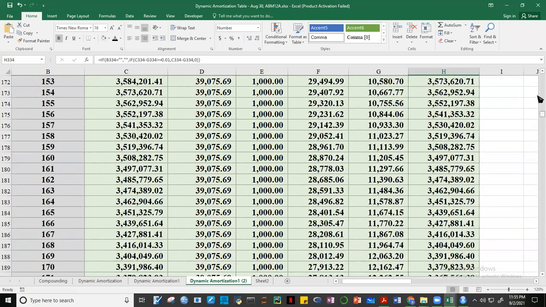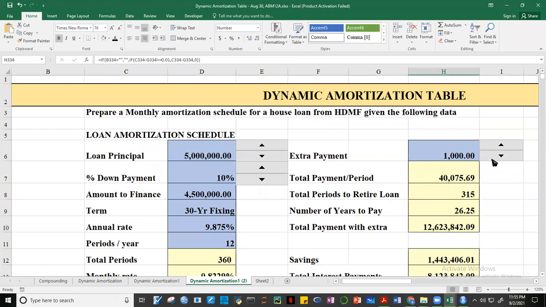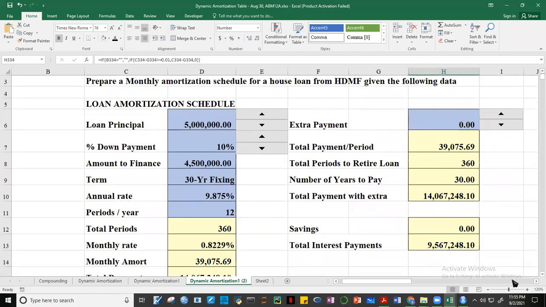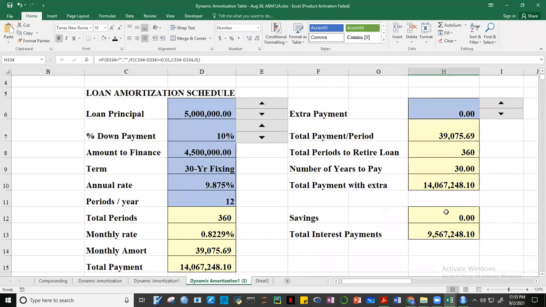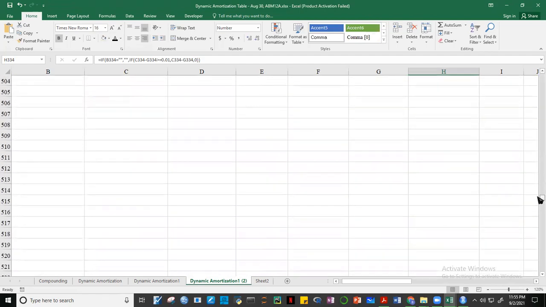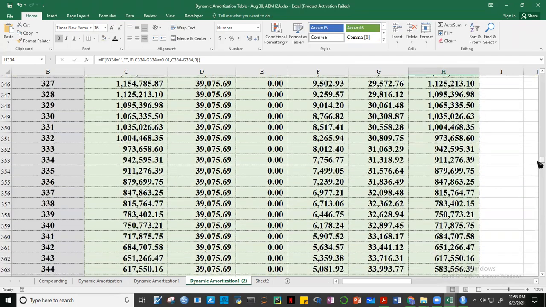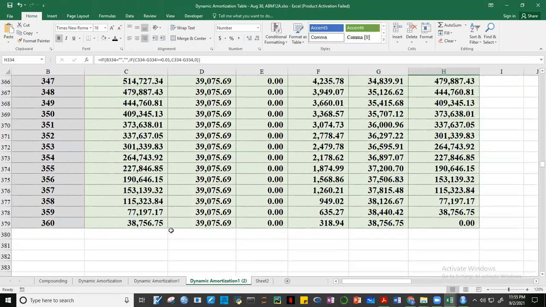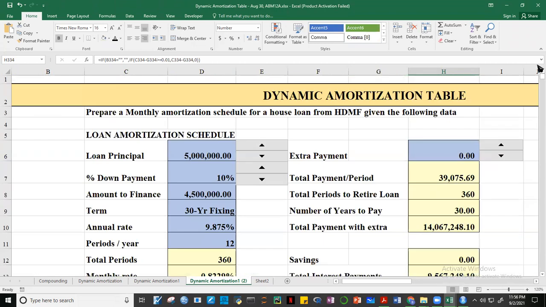Okay. So once again, guys, if we don't have any excess payment here, the figures here will be just the same as the ones here. 360, 360, 14,067, 14,067. And our model also will reflect 360 months. There, 360 months. Okay, so this also captures that the model is now dynamic.